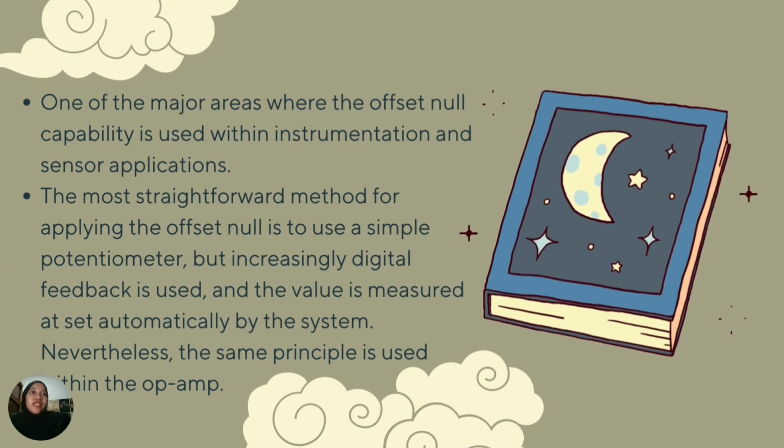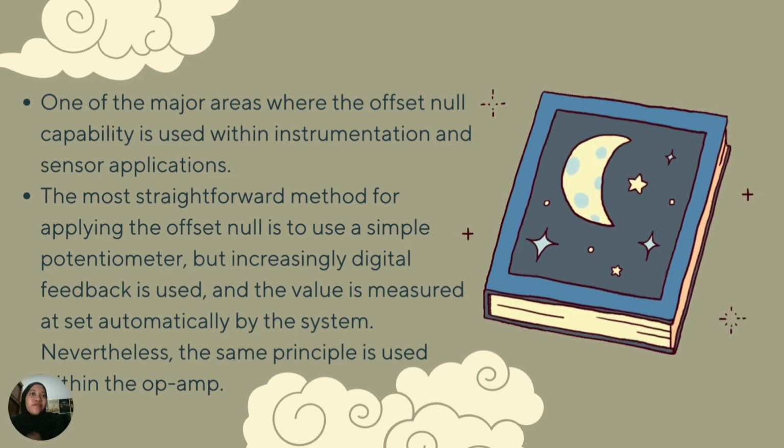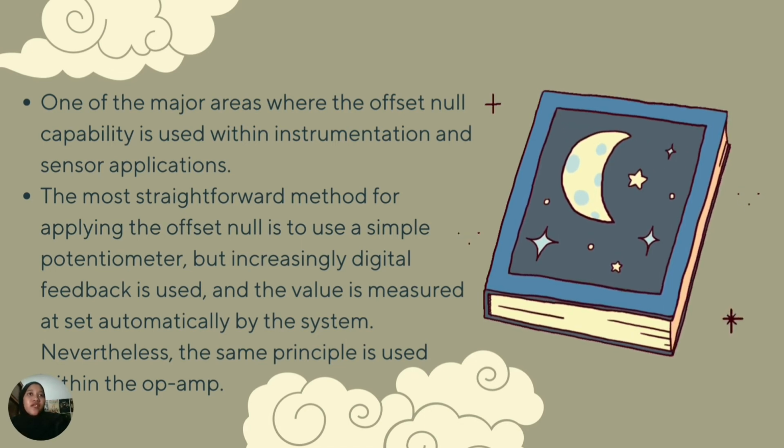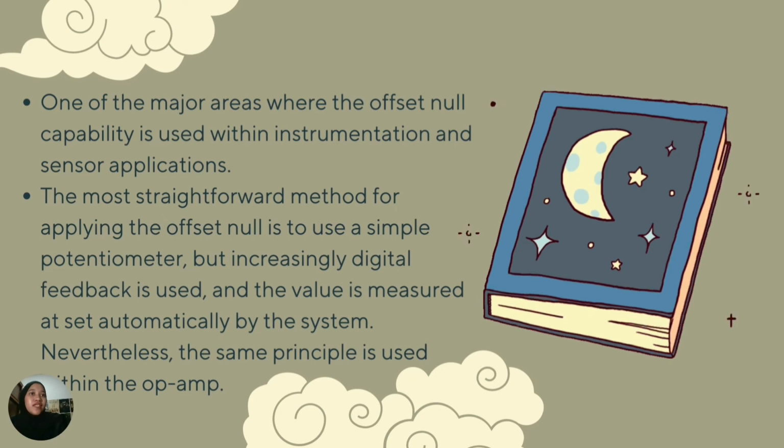where the offset null capability is used is within instrumentation and sensor applications. Here small DC changes need to be monitored, and op-amps provide the ideal way of amplifying the DC voltages before they are measured or converted to digital formats. As such, the offset null capability is essential for the operation of these circuits. The most straightforward way of applying the offset null is to use a simple potentiometer, but increasingly digital feedback is used and the value is measured and set automatically by the system. Nevertheless, the same principle is used within the op-amp.